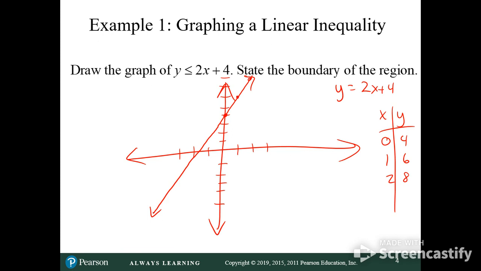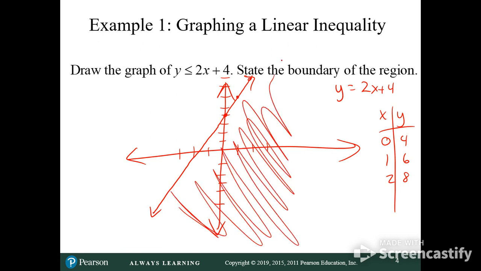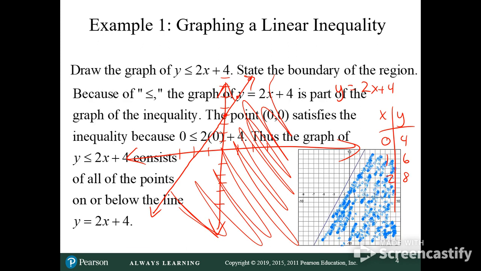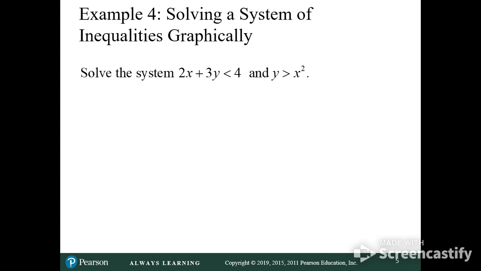So, what's the easiest checkpoint there is on any graph? What's the easiest point to check? (0, 0). (0, 0) is the easiest checkpoint. Now, if the graph goes through (0, 0), you can't check that. But since it doesn't go through (0, 0), you just plug a 0 here and 0 here. Is 0 less than or equal to 4? Yes. So it's shaded on this side. Easy peasy lemon squeezy. You did this in Algebra 2. And that's the graph.